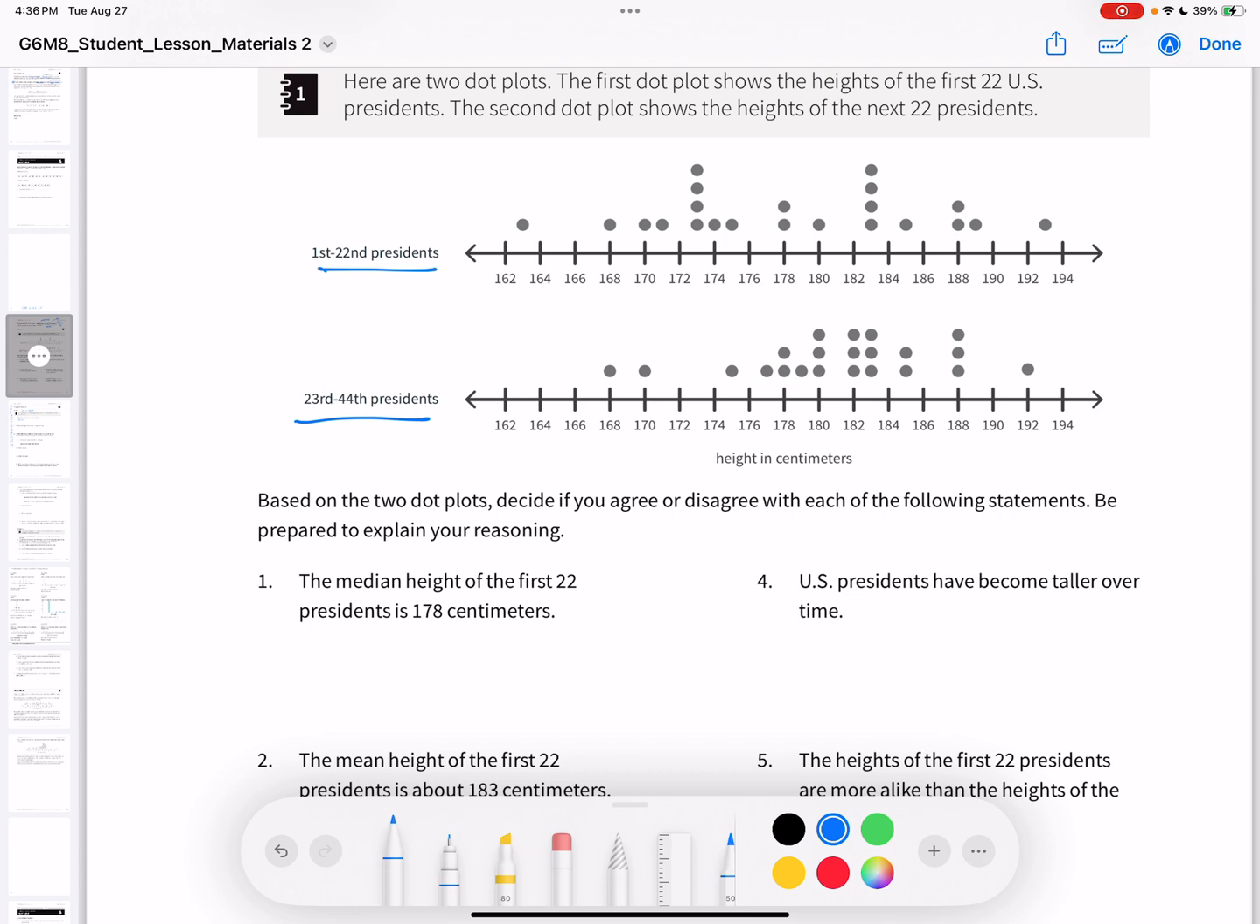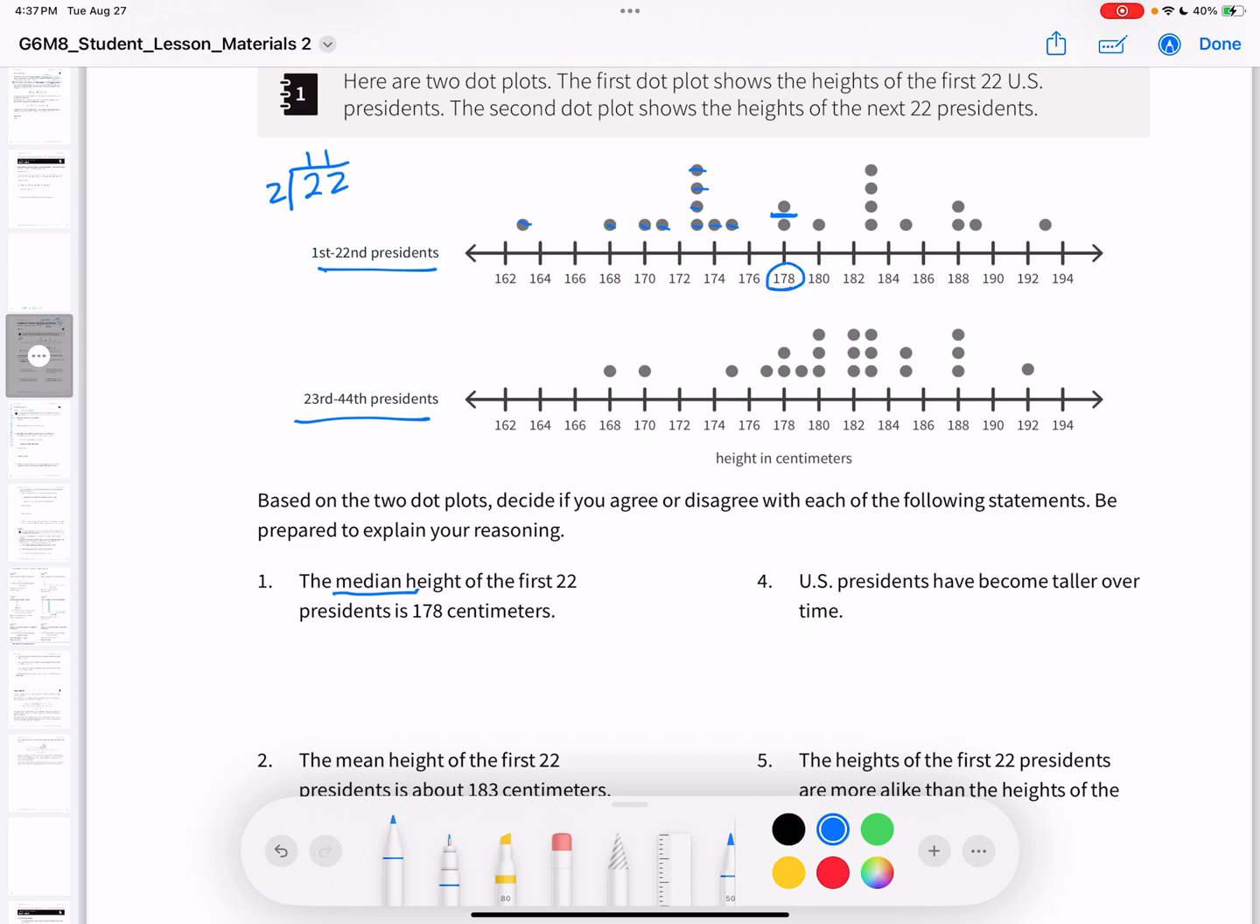The median height, so median, of the first 22 presidents is 178 centimeters. Well, we have 22 presidents, so half of 22 is 11. So I'm going to count the first 11 dots. 1, 2, 3, 4, 5, 6, 7, 8, 9, 10, 11. So that is our median, or it's actually in between these two because we have 11 on one side and 11 on the other. So it hits right in the middle, but those two dots are still on 178.